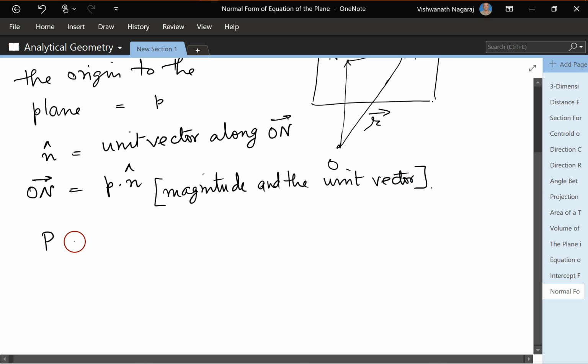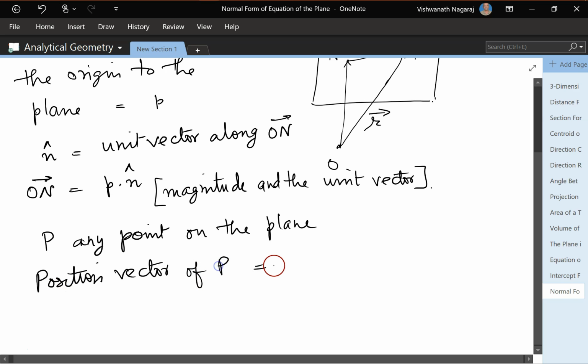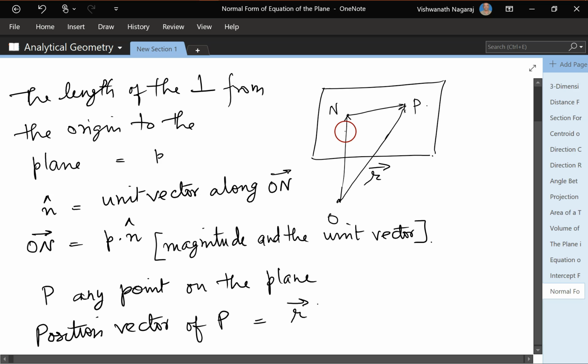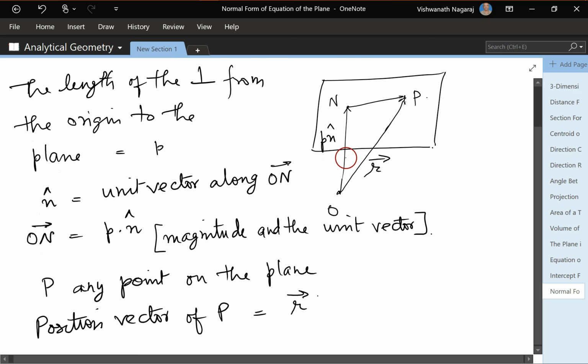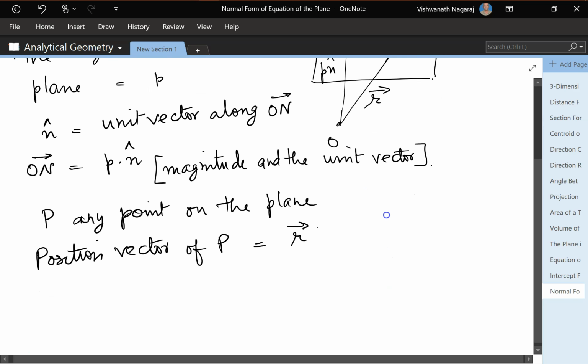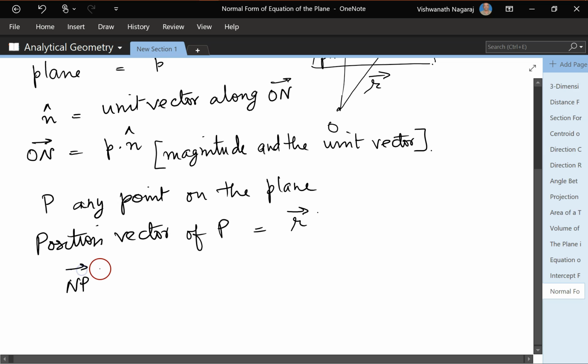Now P is any point on the plane, so the position vector of P is, let's say, vector R. By the way, in the diagram, ON is p n cap. Now ON we have seen, OP we have seen. Now NP would be what? NP would be OP minus ON, which can be written as vector R minus p n cap.